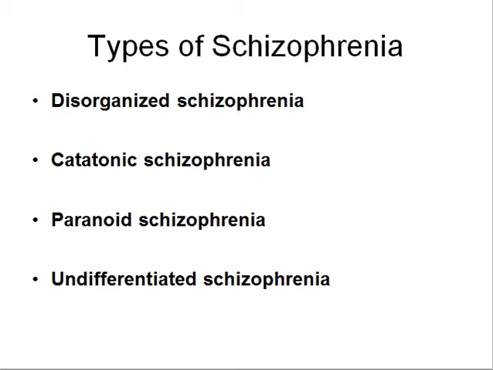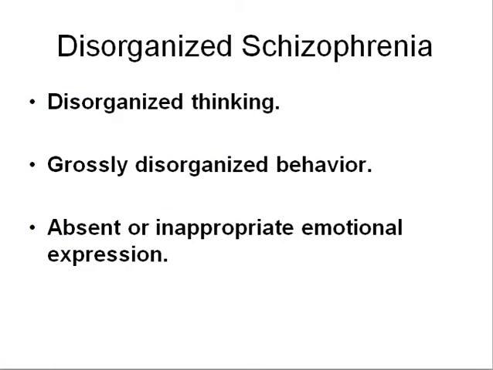Let's start with the different types of schizophrenia. There are 4 types: disorganized, catatonic, paranoid, and undifferentiated. Disorganized schizophrenia includes disorganized thinking, grossly disorganized behavior, and absent or inappropriate emotional expression.